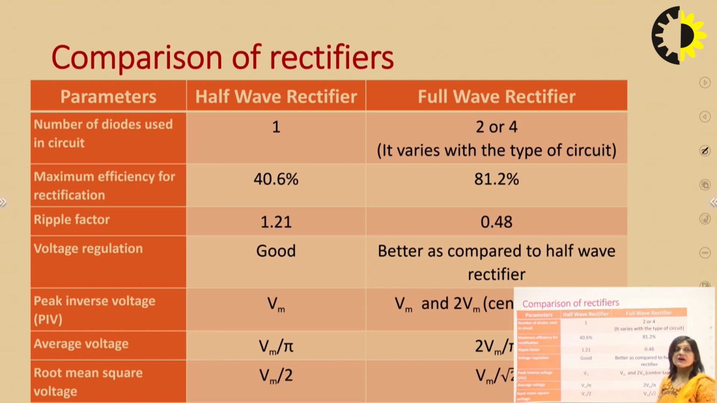The number of diodes in the half wave rectifier is 1, and in the full wave rectifier it is 2 or 4. For the center tap type rectifier it will be 2, and for the full bridge rectifier it will be 4. Efficiency of the half wave rectifier is 40.6, and efficiency of the full wave rectifier is 81.2. Ripple factor in the case of the half wave rectifier was 1.21, and for full wave it is 0.48. All these things we will see in the coming slides.